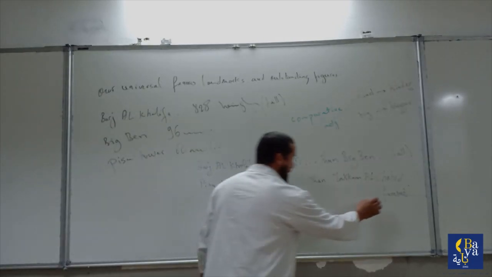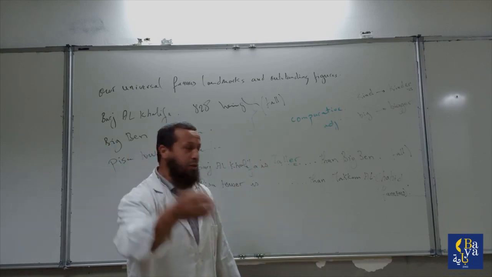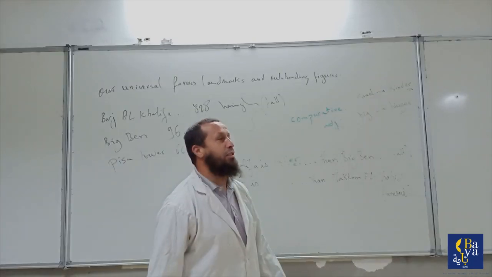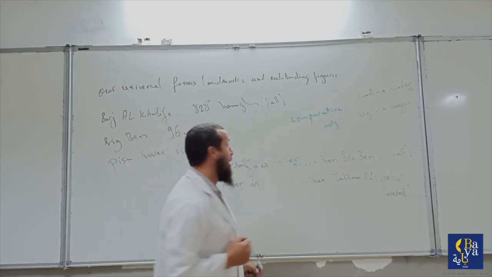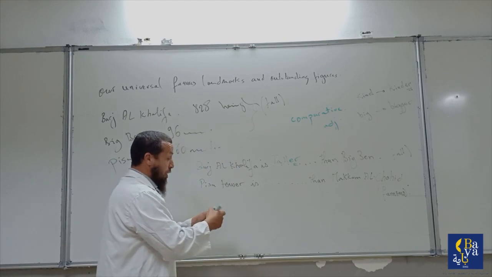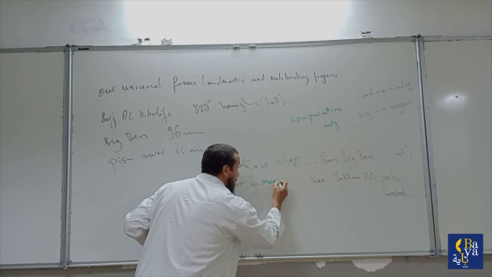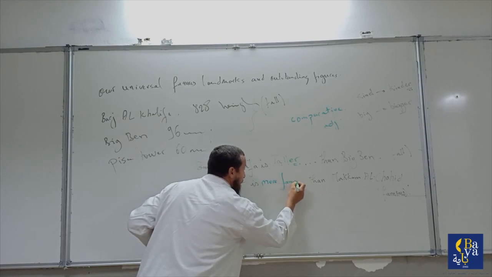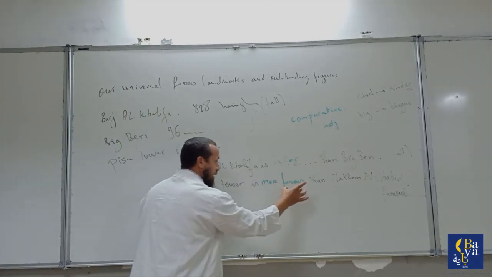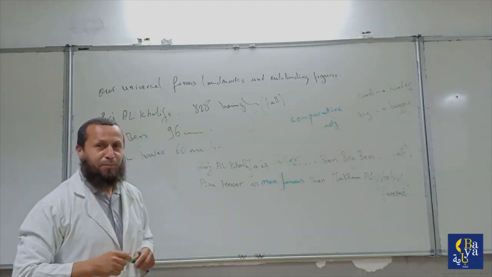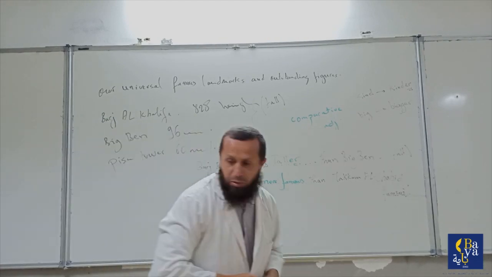It has two vowel sounds, two syllables, so it is a long adjective. It differs. We use another way, which is: Pisa Tower is more famous than Maqam Shahid. Is more famous than Maqam Shahid. You got it? So we have just two.